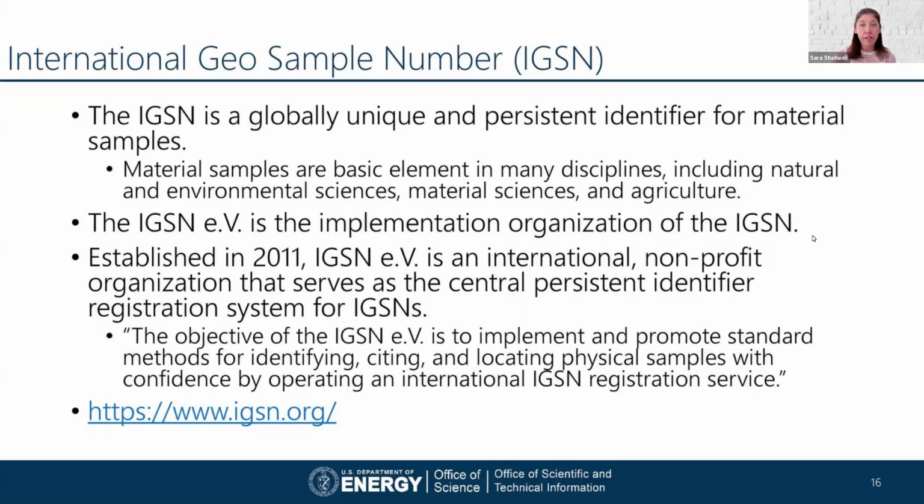The IGSN e.V. is the implementation organization of the IGSN. So the formal technical name is the International Geosample Number Implementation Organization e.V. It was established back in 2011. It's a nonprofit that serves as the central persistent identifier registration system for IGSNs. And as they state, the objective is to implement and promote standard methods for identifying, citing, and locating physical samples with confidence by operating an international IGSN registration service. And the link there on the slide is to their organization page.